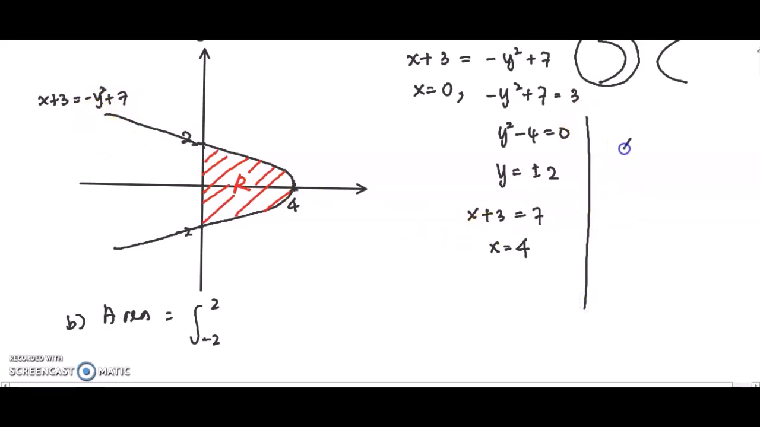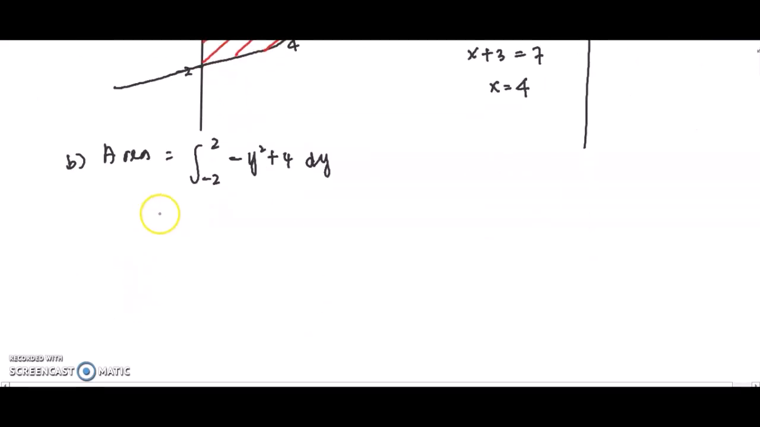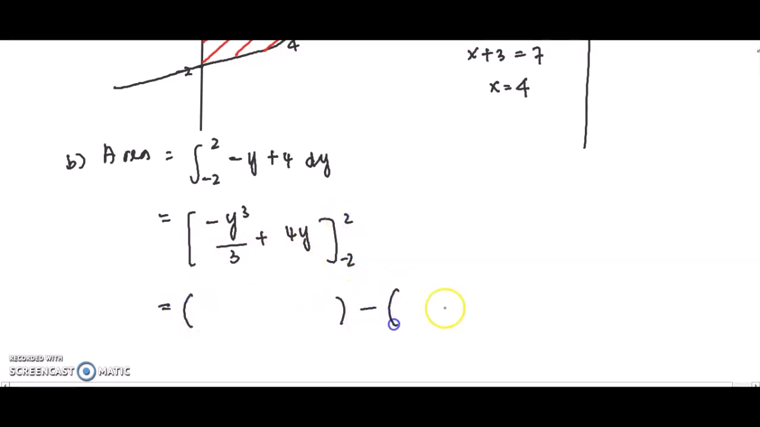The function is your x equals to -y squared plus 7 minus 3, that will be 4. Okay, so you are going to put in this function, that is your x inside, which is -y squared plus 4, and then we're going to integrate with respect to y. Integrate as usual, you get your -y cubed over 3 plus 4y. And then put in your upper limit and lower limit. Get prepared for 2 brackets, just like that.